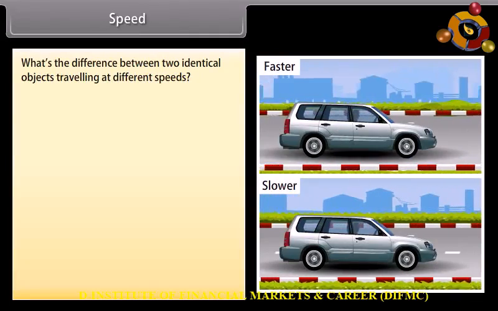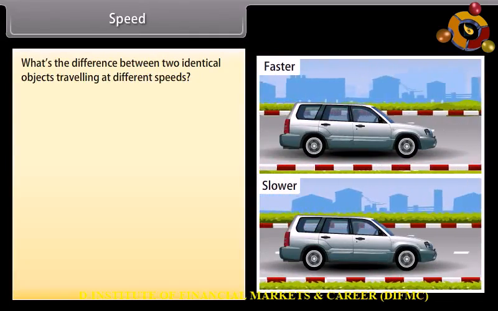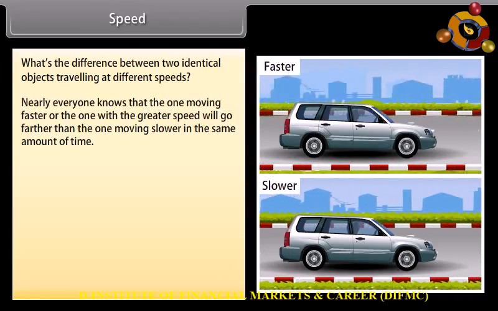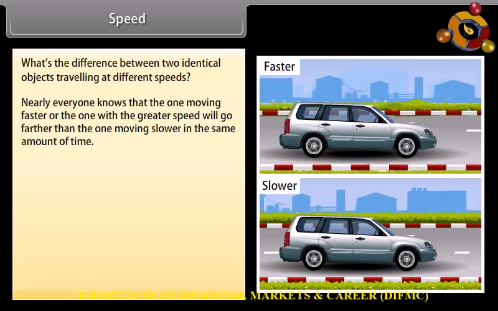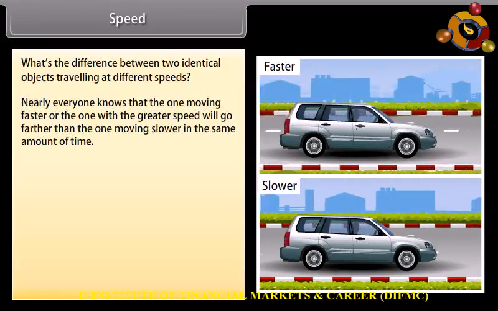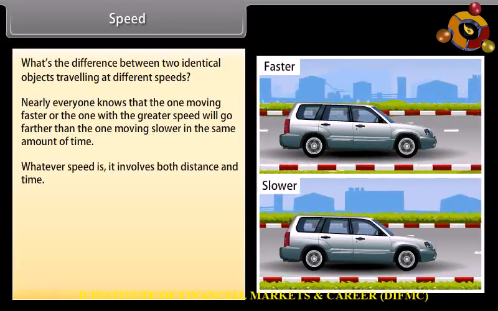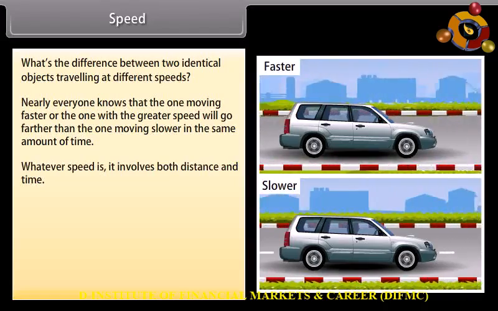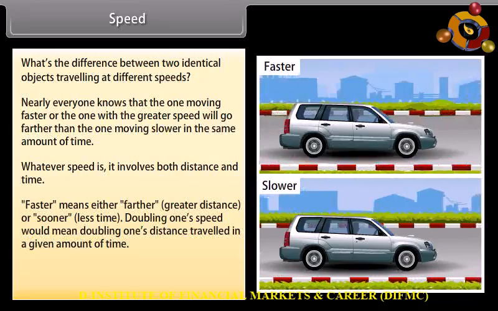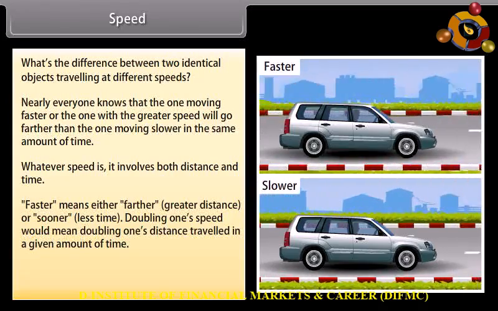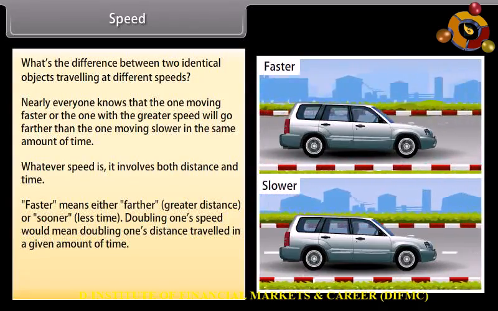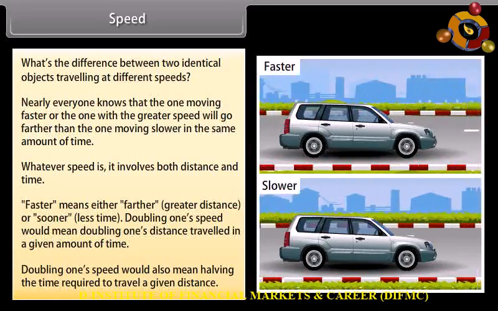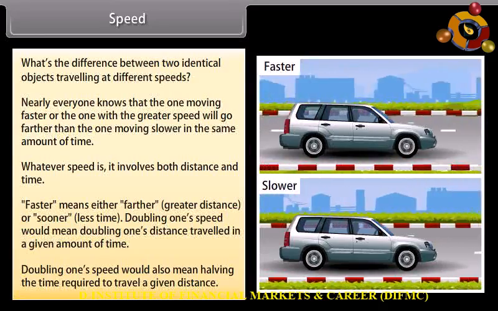Speed. Now can you tell the difference between two identical objects traveling at different speeds? Nearly everyone knows that the one moving faster or the one with a greater speed will go farther than the one moving slower in the same amount of time. Whatever speed is, it involves both distance and time. Faster means either farther, greater distance, or sooner, less time. Doubling one's speed would mean doubling one's distance traveled in a given amount of time. Doubling one's speed would also mean halving the time required to travel a given distance.